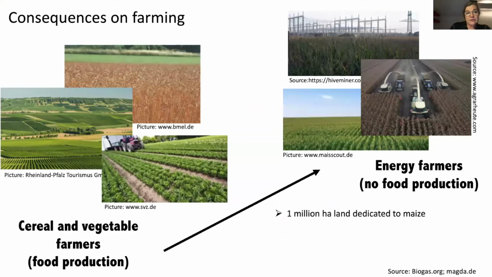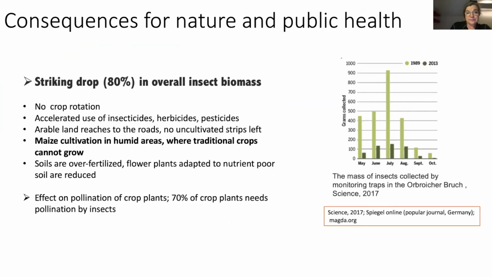This actually had consequences on farming. Before, these farmers were food producers. So they were cereal and vegetable farmers, and then they turned into energy farmers. Instead, they started using maize and did not produce food anymore. And that looks like this. That looks as ugly as it looks here in the picture, actually. These landscapes are incredibly dead. And it had consequences for nature and also public health.